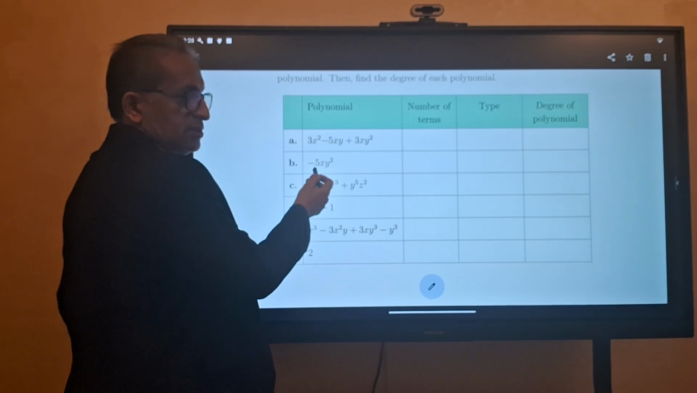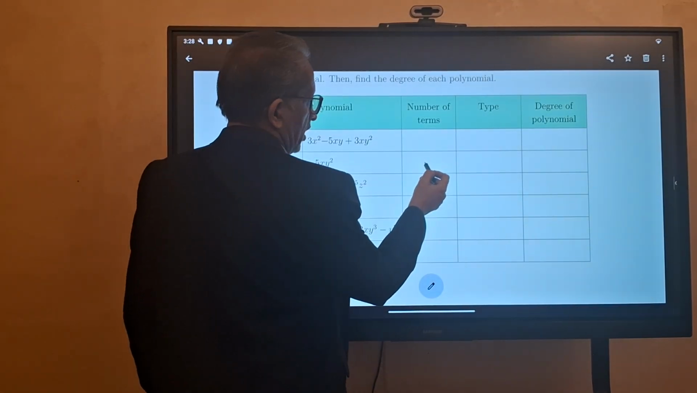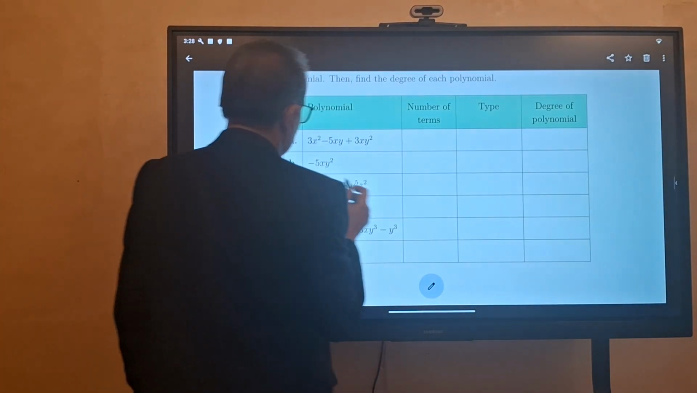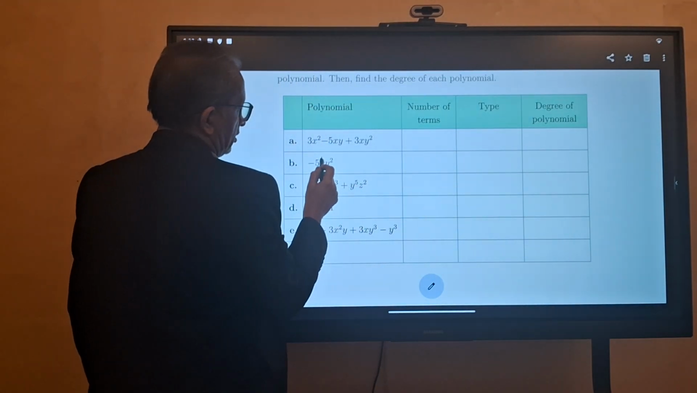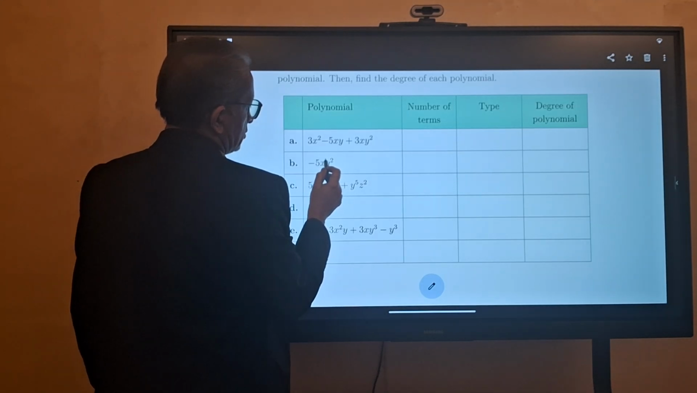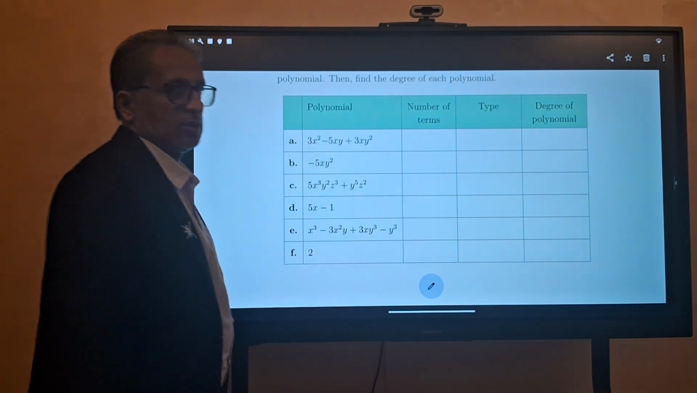This is a single term, so number of terms 1, type monomial. We have two variables, so for the degree, the power of x is 1, the power of y is 2, 1 plus 2, 3. The degree of the polynomial is 3.